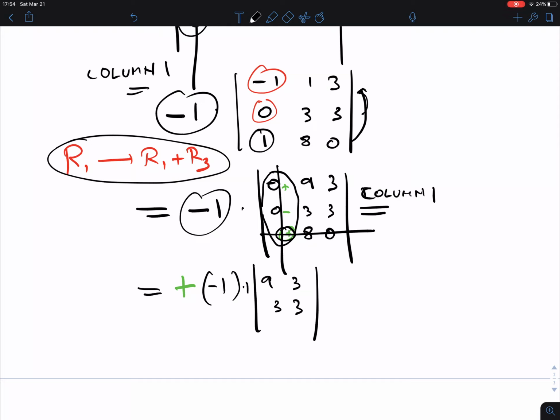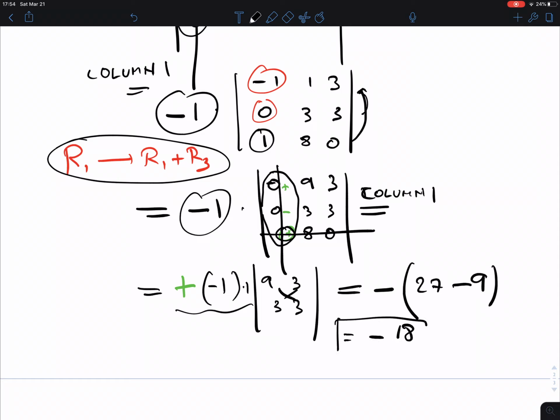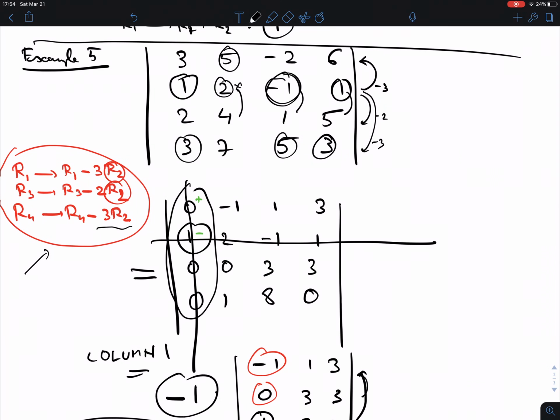Now this is a 2 by 2, and I have a very easy formula for that, right? But the 2 by 2, I just use my usual stuff. Okay, the whole stuff was just a minus sign, and then I get multiply these two, 27, multiply these two and subtract, -9, I get -18. Look, that was much quicker than doing only row reduction or only expansion.